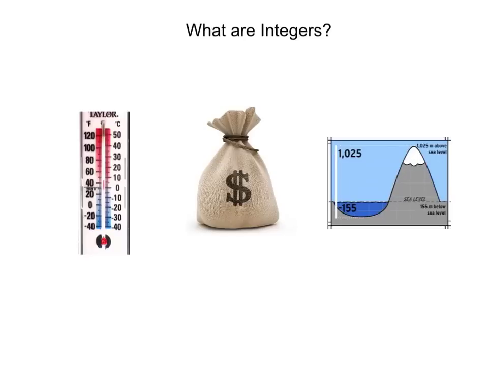Finally, the last diagram relates very nicely with what you are learning in geography. Elevation and altitude are things that are measured in positive and negative integers. You can see that the mountain top is 1,025 meters above sea level, and that number is considered a positive integer. However, the land that is below the ocean is 155 meters below sea level, so that is represented with a negative integer.